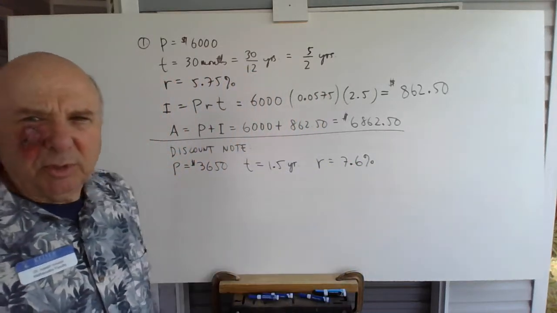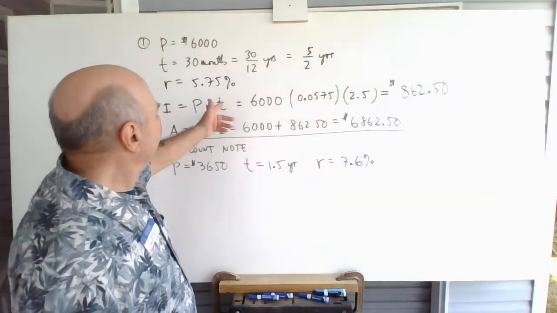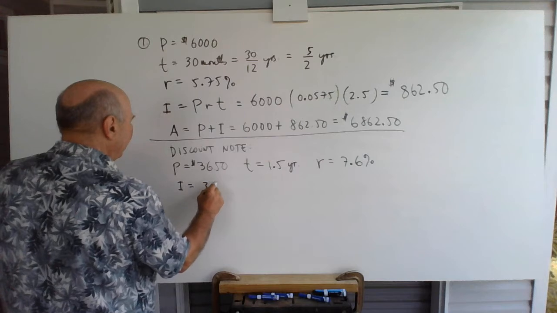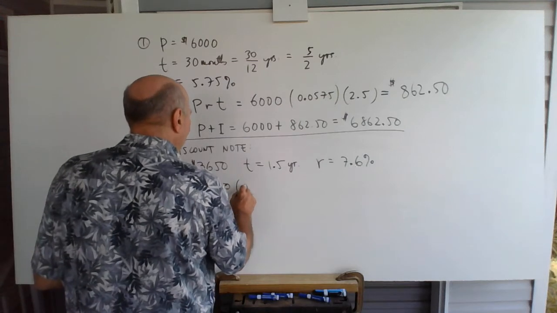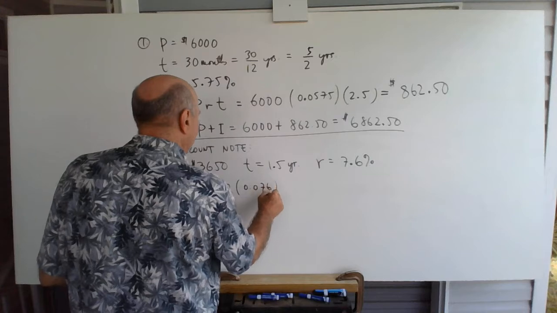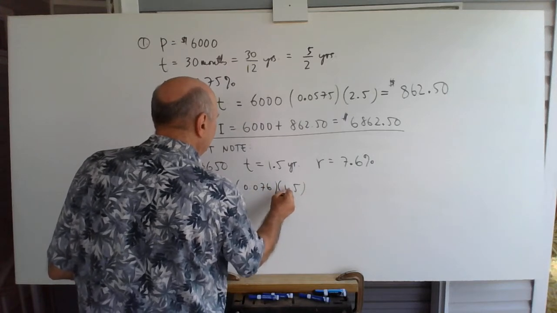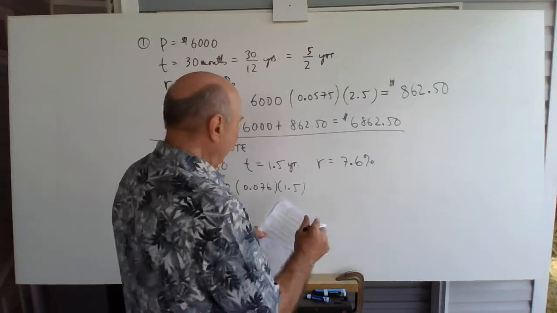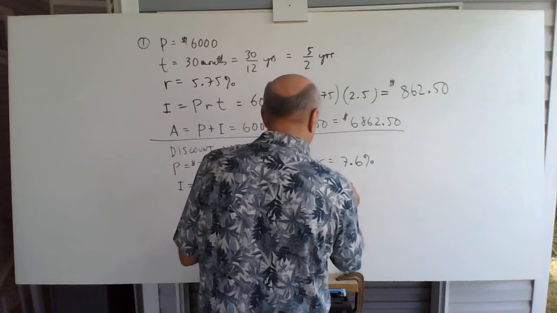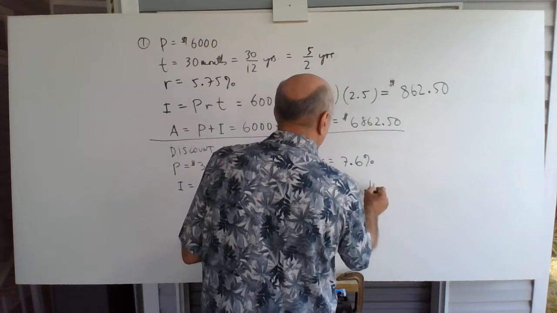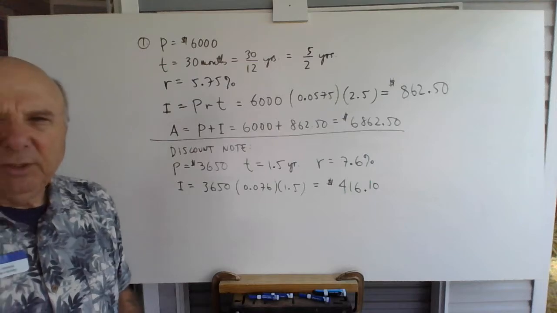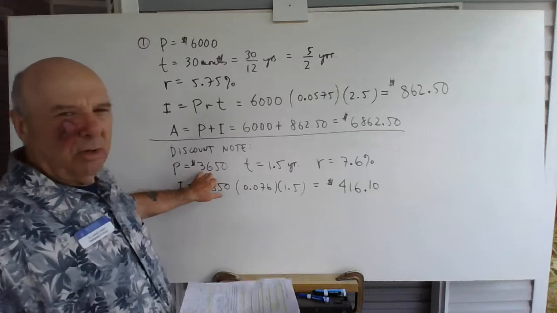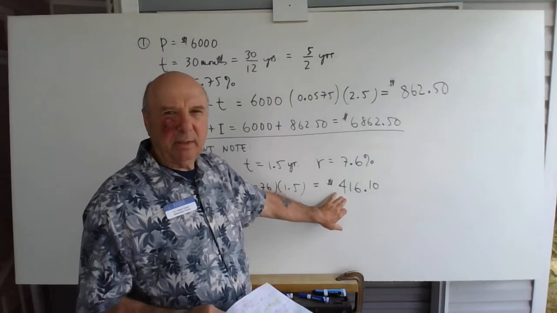So how much interest is Julie going to be charged? Well, that's still the same formula, I equals PRT. So the interest will be P times R times T. PRT. So the interest, rounded off to the nearest penny, is $416.10.